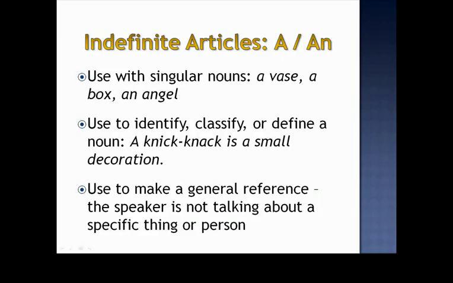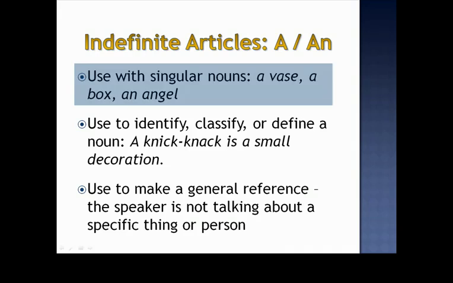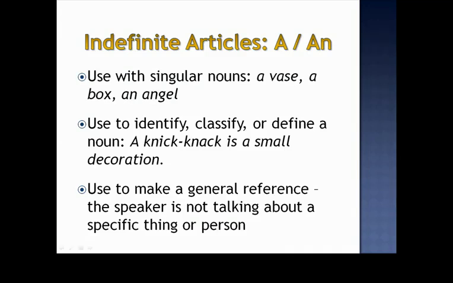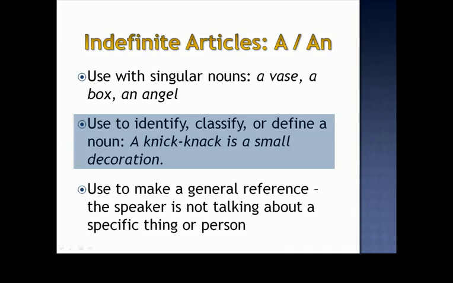Let's first talk about the indefinite articles a and an. We use these articles with singular nouns, as in a vase, a box, an angel. Singular nouns are countable nouns. We can count vases, we can count boxes, we can count angels. A singular noun means one thing or person. A vase, one vase. A box, one box. An angel, one angel.